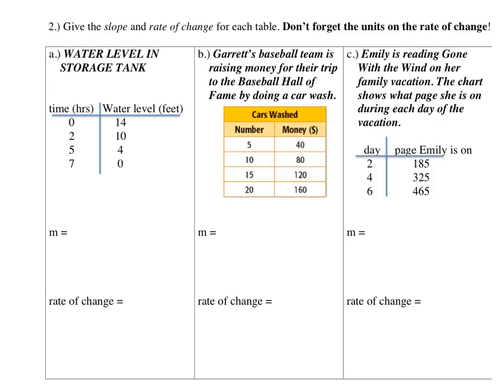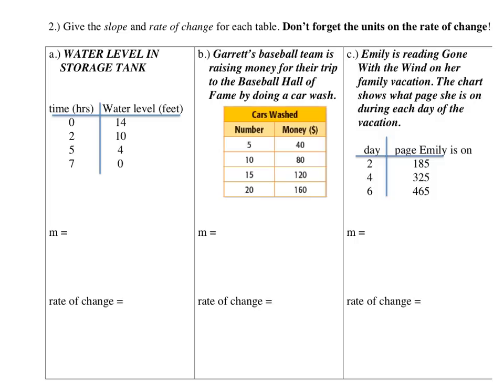So that was just finding rate of change on a graph. And now we're going to tables, right? So let's take a look at A, water level in a storage tank. Well, we've got all these ordered pairs, and we don't have the graph. So what do we use? Well, we use our formula, right? Our slope formula. So all I have to do is pick 2 of the ordered pairs.